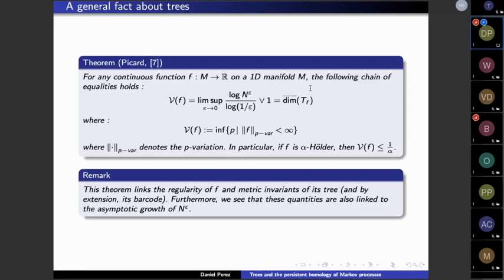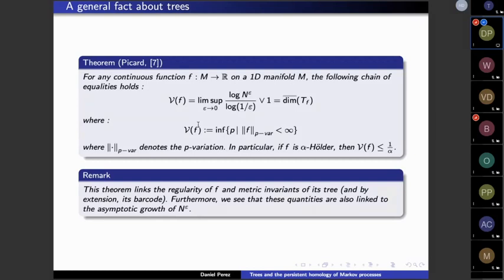All right, so why are these trees important and what do we gain by studying them? One of the main theorems is that in fact, the metric properties of these trees are actually related to the regularity of the function f. So in particular, if f is a continuous function, and now I'm talking about any continuous function, it's not necessarily a stochastic process, on any 1D manifold, then we have the following equalities. So we have this quantity VF, which is equal to this lim sup, and is equal to the upper box dimension of the tree. And this VF is what quantifies in some sense the regularity of the function f.